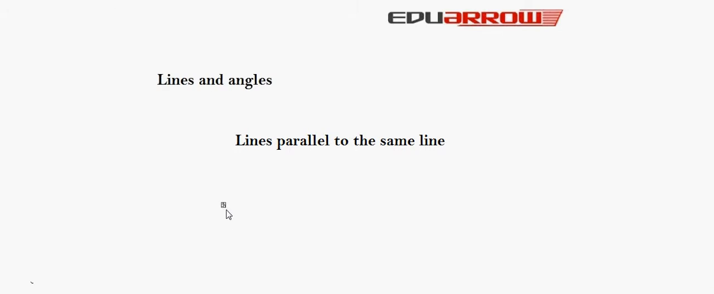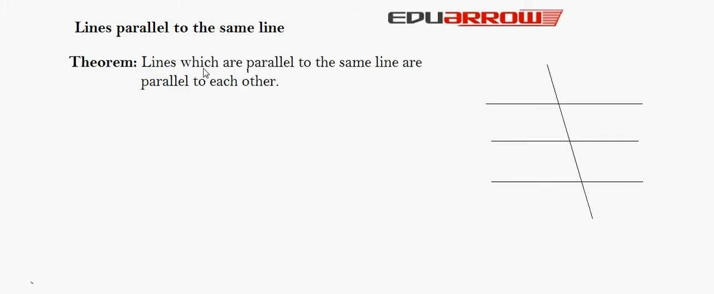In this tutorial, we will learn about lines and angles, in which we will cover lines parallel to the same line. Now we have a theorem here. Lines which are parallel to the same line are parallel to each other. It means, let's see in the figure, if line M is parallel to line L and line N is parallel to line L, then we have to show that M and N are parallel.